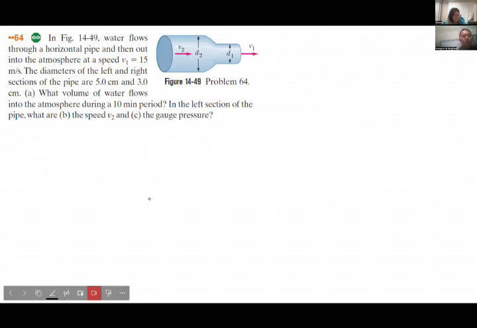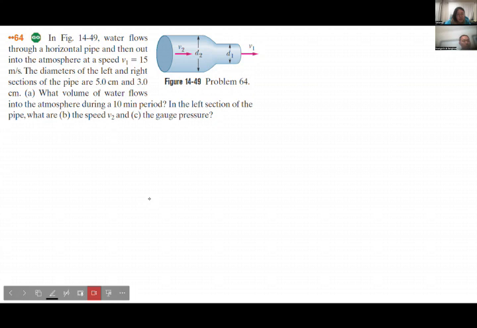You still need to use the Bernoulli equation to solve this problem too, I believe. So can you read this problem? Water flows through a horizontal pipe, then out into the atmosphere at a speed of 15 meters per second. The diameters of the left and right sections of the pipe are 5 centimeters and 3 centimeters. What volume of water flows into the atmosphere during a 10-minute period?